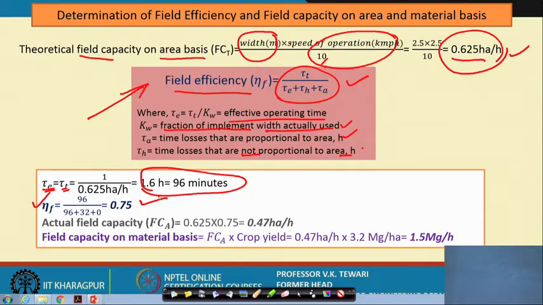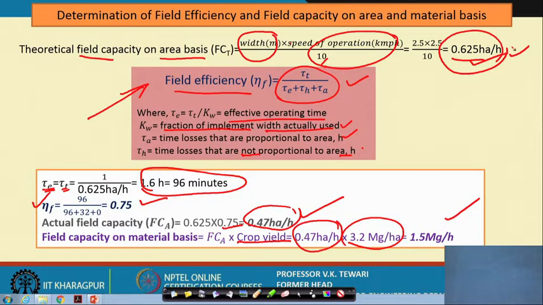The field capacity on area basis, that you have got already, is the actual capacity. Here you got about 0.47 with this field efficiency. So, for the field capacity on material basis, the crop yield has to be multiplied with this. So, we know that this is hectare per hour and this is megagram per hectare. So, the field capacity on a material basis comes out to be this much megagram per hour. So, this is the way we try to understand.